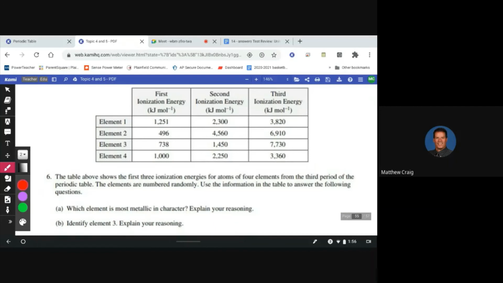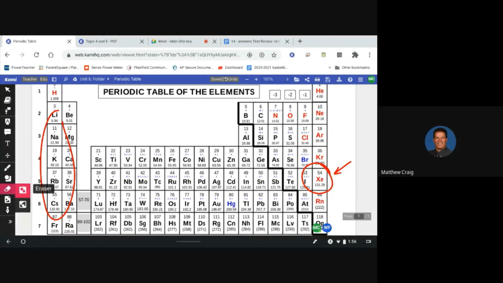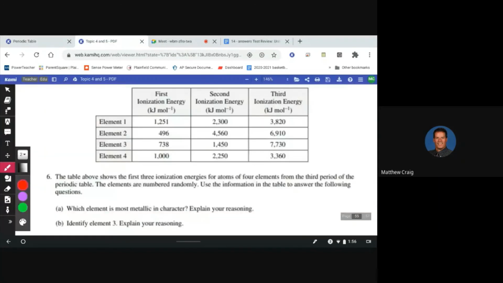Is it 1? Well, if it's the most metallic, then it's going to be harder to remove. Okay, I agree with that. So what Hannah's saying is, if it's going to be metallic, it needs to be over here. Does everybody agree with that? So look at the data to find out which element is what Hannah just said.